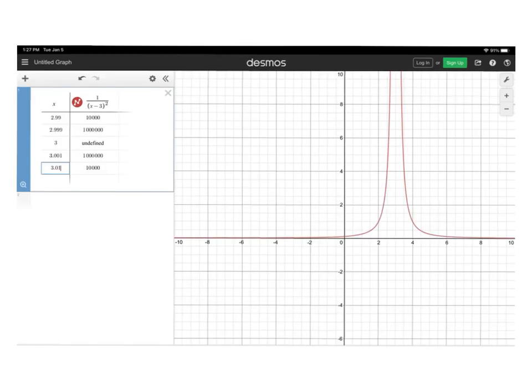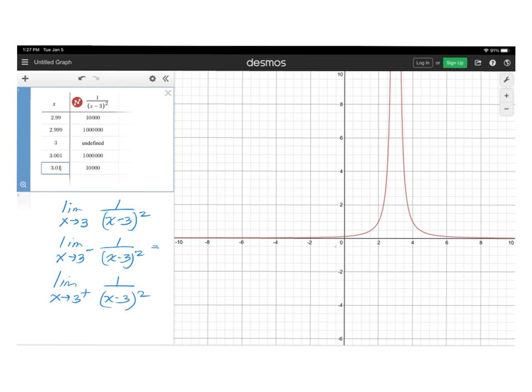This final problem is a bit different. Again, we're taking the limit as x approaches 3 of 1 over x minus 3 squared. And we want to find the limit as x approaches 3 from the negative side, and the limit as x approaches 3 from the positive side. You can see that both from the negative side and the positive side, the graph is tending towards positive infinity, isn't it? So this is going to be equal to positive infinity, and this is positive infinity.